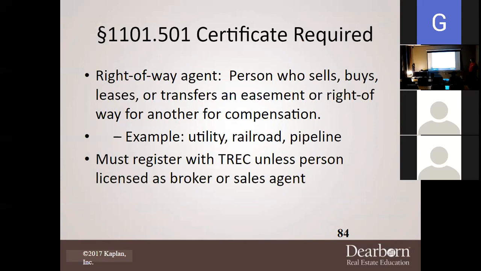Now, if you are a certificate holder, this would be an individual who is a right-of-way agent. This person who sells, buys, leases, or transfers an easement or right-of-way for another for compensation, such as a utility, railroad, or pipeline, must register with TREC unless the person is a licensed broker or real estate agent.